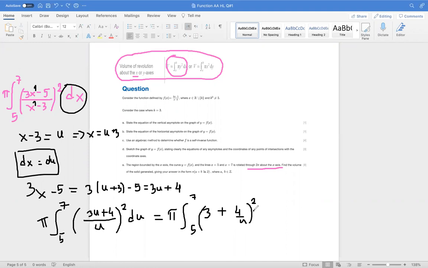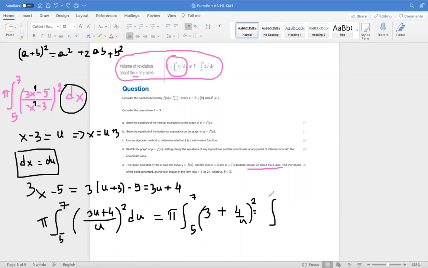Okay, so let's remember (a plus b) squared is the same as a squared plus 2ab plus b squared. So I use this to solve this question. A squared plus 2ab plus b squared. And so as you see here, my a is 3 and b is 4 over u.